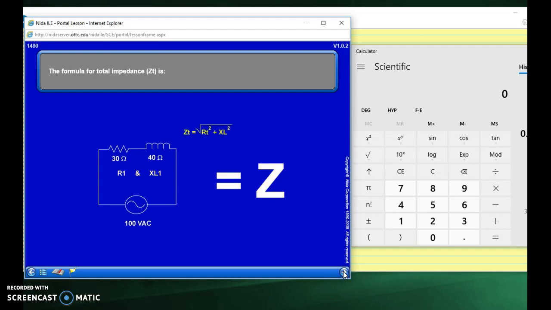So here's the new formula for ZT. Now we remember the 2 pi FL for inductive reactance. And now, if we want total circuit impedance when we throw resistors and inductors in the circuit together, it is ZT equals the square root of R total squared plus the X of L squared. So that's a new formula, and that is the impedance when we have both resistors and inductors within the same circuit.